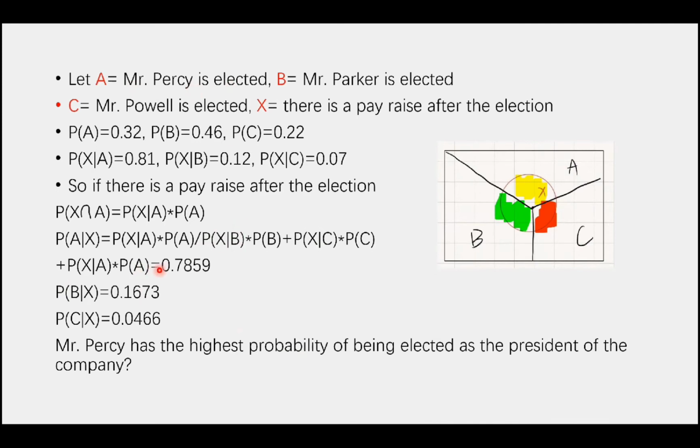It also uses the same method for B and C, which is X happening, and the probability of B and of C, and it can be shown just like this. We just get the answer for which part has the higher probability. And the answer now is clear. Mr. Percy, because this one is the biggest one, he has the highest probability of being elected as the president of the company. So that's the end of my exercise.